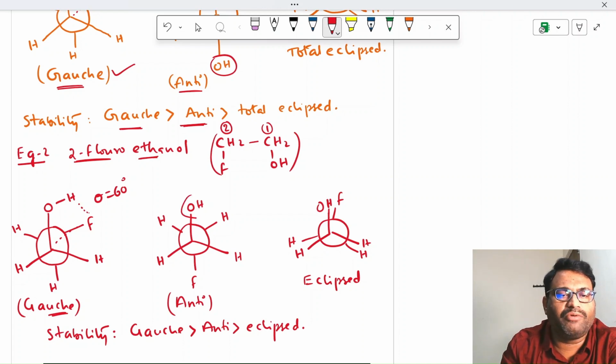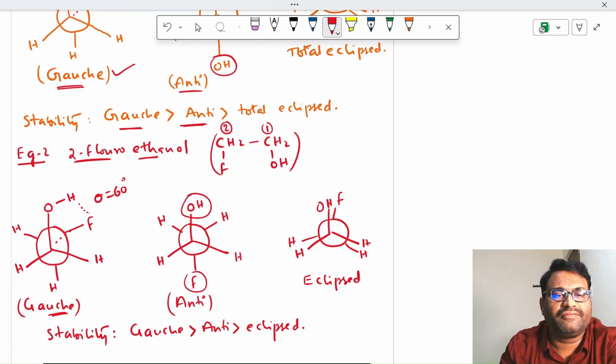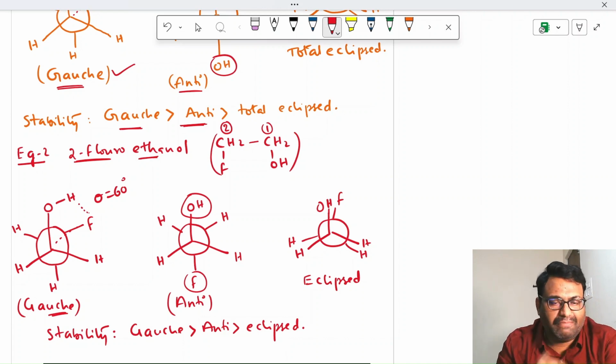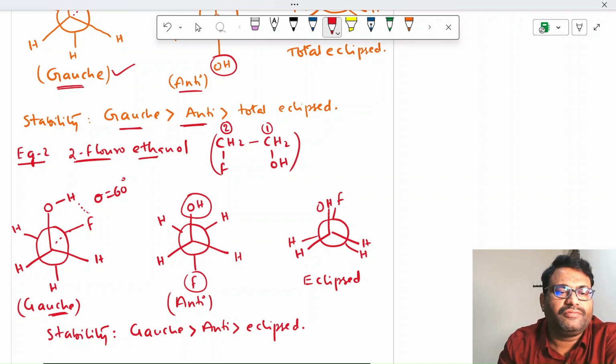Why? Though in anti, OH and F are at farther distance, gauche form is more stable than anti due to this intramolecular hydrogen bonding. Stability is increasing due to intramolecular hydrogen bonding. This intramolecular hydrogen bonding is an attractive force. Due to that attractive force, this molecule will be present in that form for more time, so it will be the more stable form. You may have a doubt, sir, when theta is equal to 0, is intramolecular hydrogen bonding not possible? No, it is not possible if theta is equal to 0.